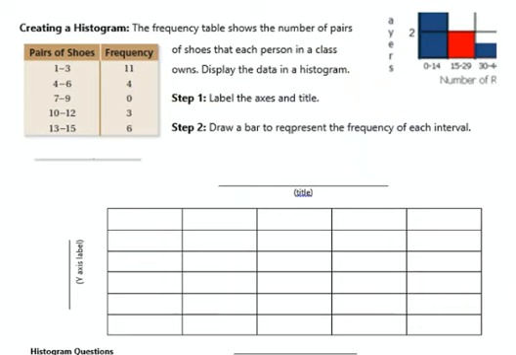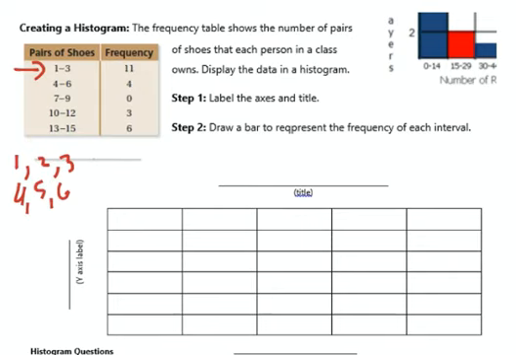All right, so now we're going to actually create our own histogram. Okay, so it says the frequency table shows the pairs of shoes that each person in a class owns. Display the data in a histogram. They already gave you the frequency table. You see the interval is 1 to 3. Okay, so that means 1, 2, and 3. So we're counting by 3s. 4 to 6, again, it looks like 2 numbers, but 4, 5, 6, that's 3 numbers included.